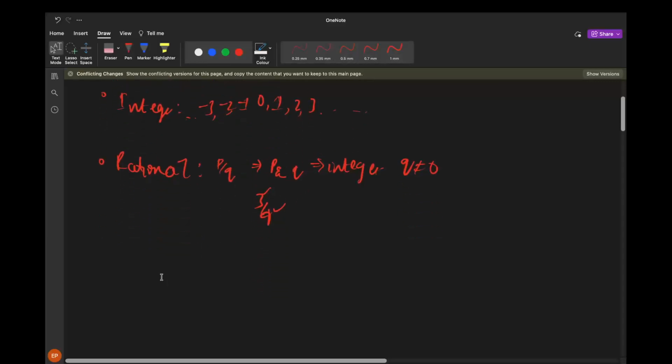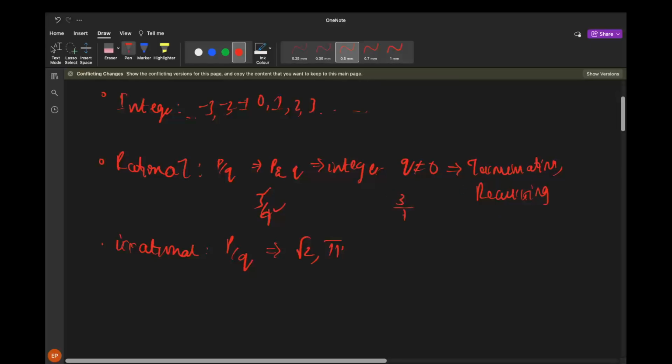Then comes irrational number. Irrational number means which cannot be written in the form of p by q. For example, root 2, pi. These all are called irrational. The main difference between rational and irrational is, if it is in the p by q form, then its value is either terminating or recurring. I'll tell what is terminating and what is recurring.